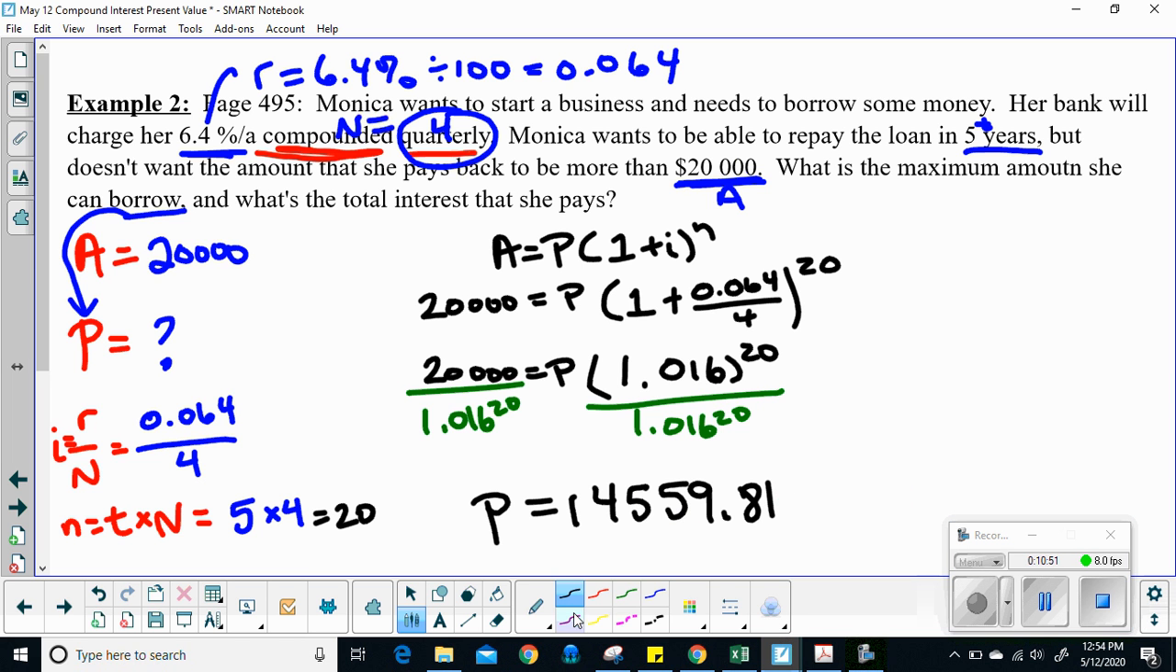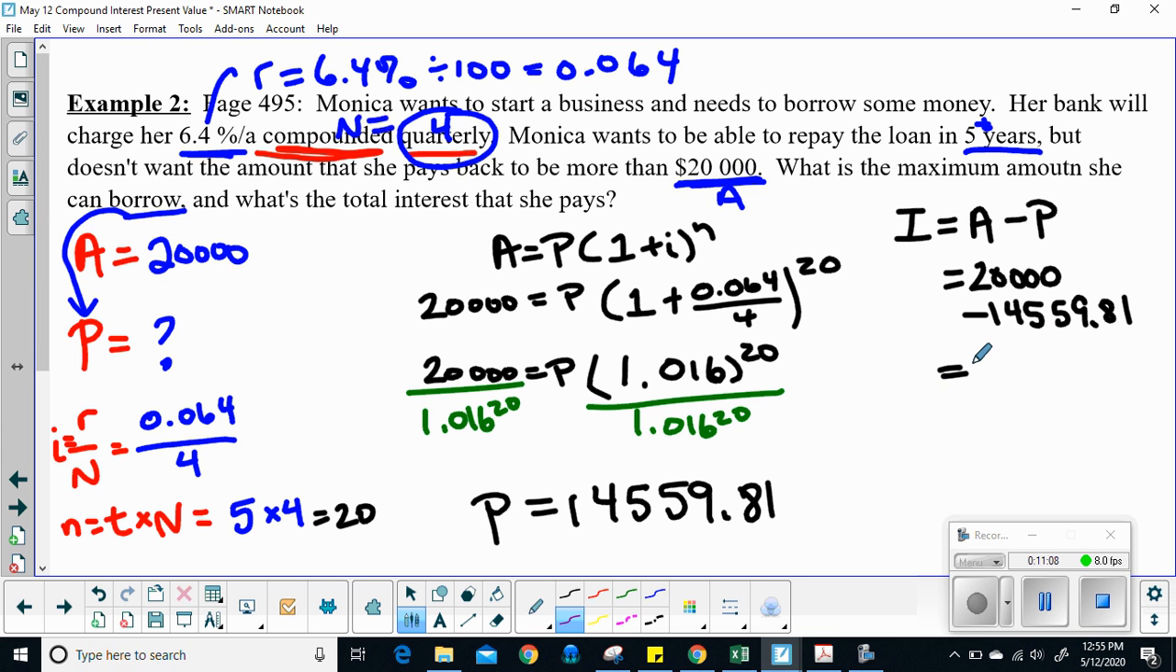So if that's our principal, then let's figure out the total interest. So remember, interest is going to be the difference between the final amount and the starting amount. So we know we're going to end at the 20,000, and we are going to borrow the 14,559.81. So if you subtract those, you are paying an interest of $5,440, and that rounds to 19 cents.